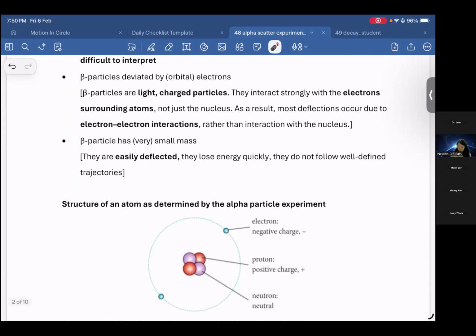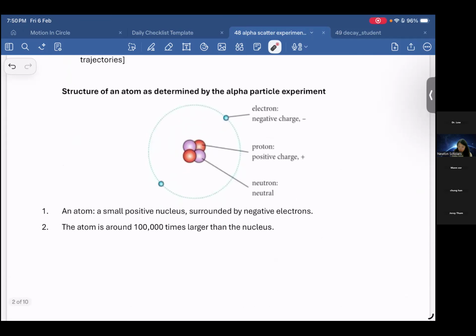Here is the structure of the atom as determined by the alpha particle experiment. In the atom, we have a small, positive nucleus. Surrounding it we have the electrons. The atom is actually around 100,000 times larger than the nucleus.